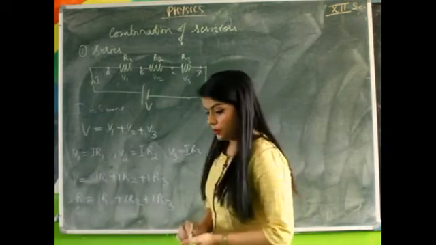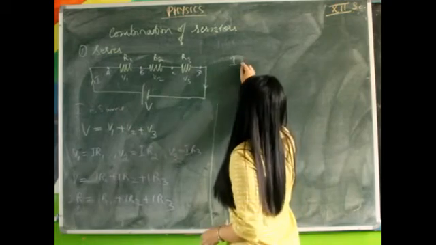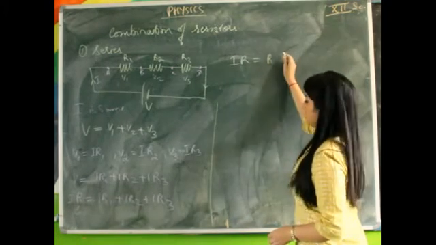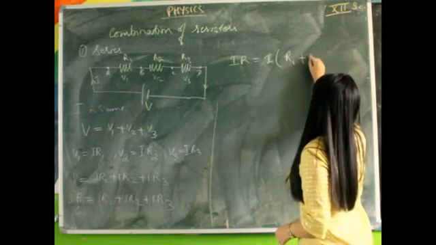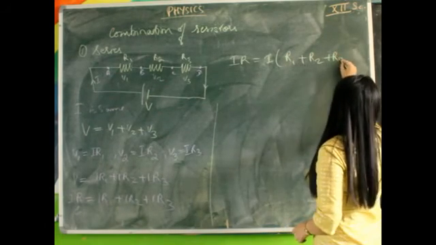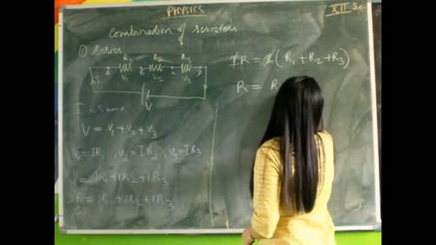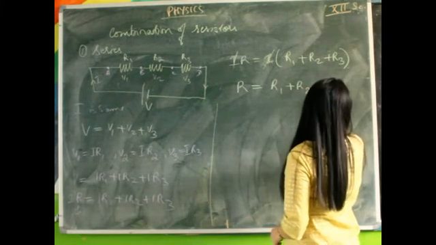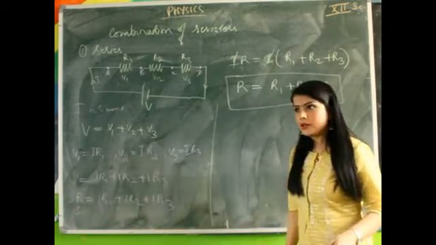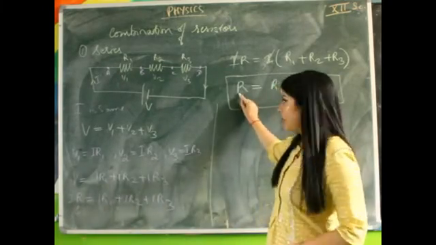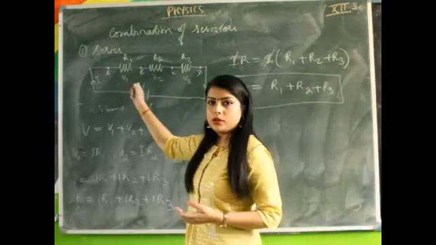Okay, now from this, if you take I common, inside the bracket you can write R1 plus R2 plus R3. I and I get cancelled. Equivalent resistance R is equal to R1 plus R2 plus R3. So whenever resistances are connected in series, the total resistance will be R1 plus R2 plus R3. We have to simply add them.